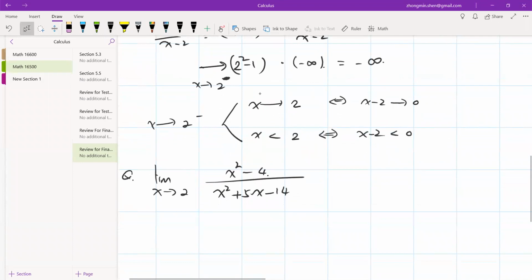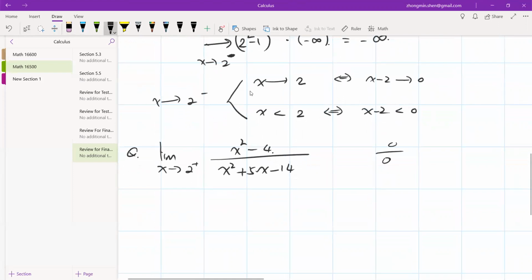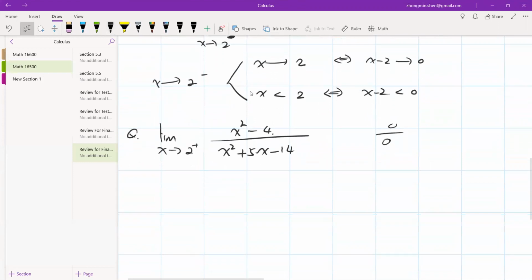So this is... sometimes we put 2 to the positive side or 2 to the negative side. Okay, so let's look at this. When you plug 2 for x, you will see the numerator is going to be 0. The denominator, I'm not sure. Let's look at it. 2 is a 4 plus 10. It's also 0. So it's 0 over 0 type. So that means the numerator and denominator both contain the factor of x minus 2.